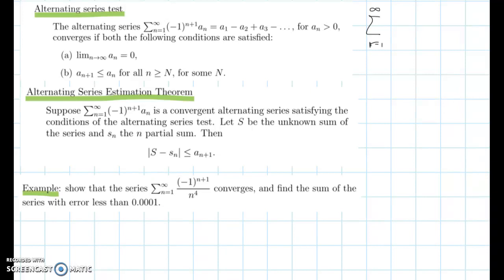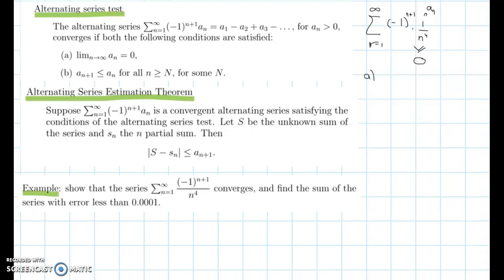So we are summing from 1 to infinity. We have the factor (-1)^(n+1), and that's being multiplied by 1 over n to the power of 4. Since this 1 over n to the power of 4 will be our a_n, this is always greater than or equal to 0, actually it's greater than 0. This is in fact an alternating series.